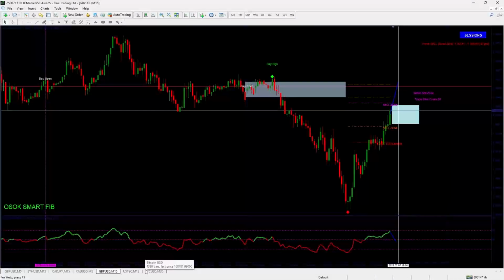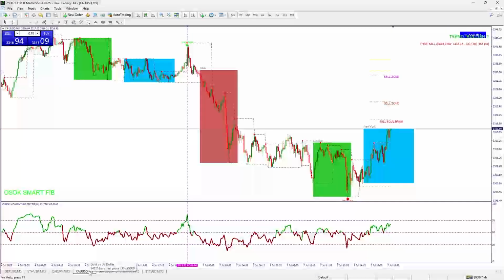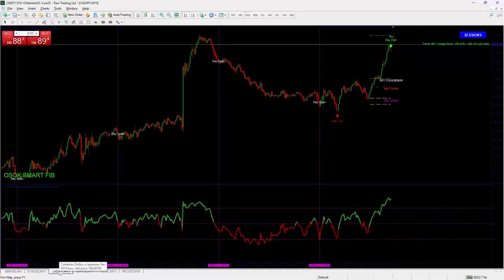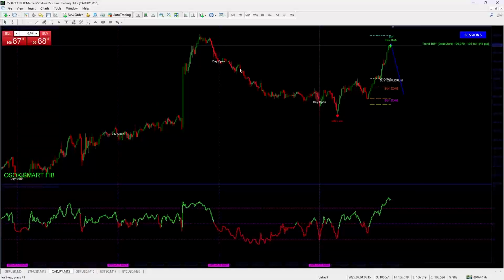So let me just jump over to another chart and I get to show you. So let's see another pair, CAT JPY. So basically CAT JPY, where it is now, we need price to pull down to this level, the buy zone, and then we are going to buy from there, right? The day trend says we're going up, and then that's it.